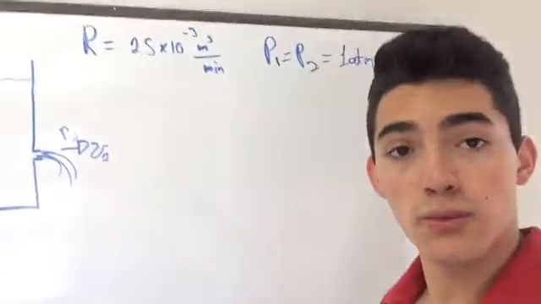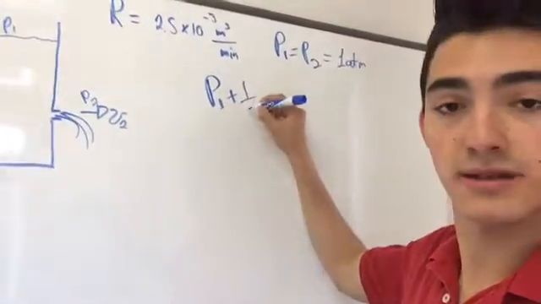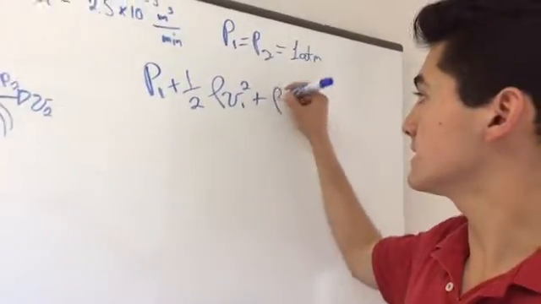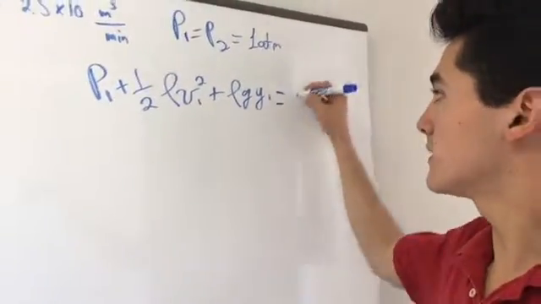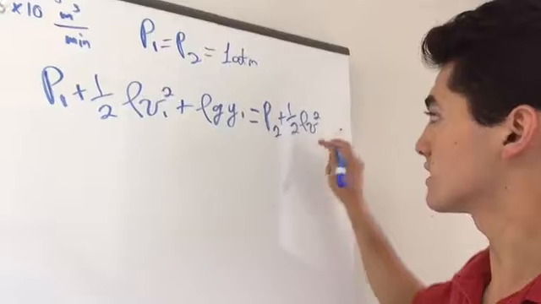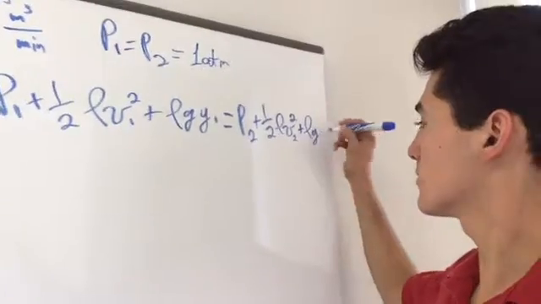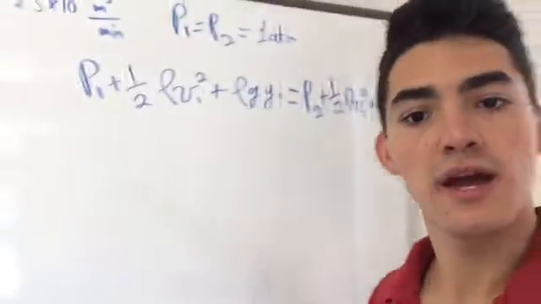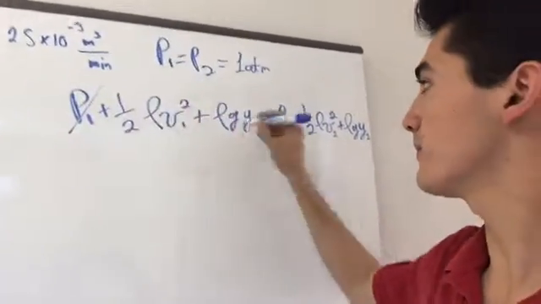So pressure 1 is equal to pressure 2, which is equal to 1 atmosphere. Then we use Bernoulli's equation, which says: pressure 1 plus half density times velocity 1 squared plus the density times gravity times y1 equals pressure 2 plus half density times velocity 2 squared plus the density times gravity times y2.